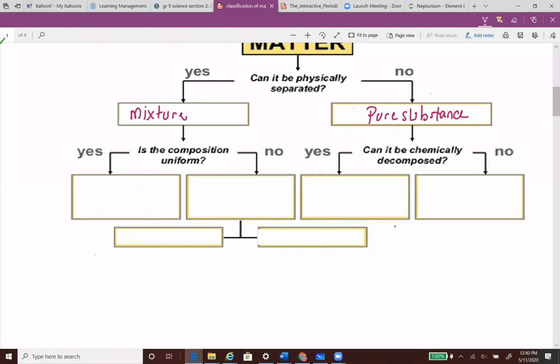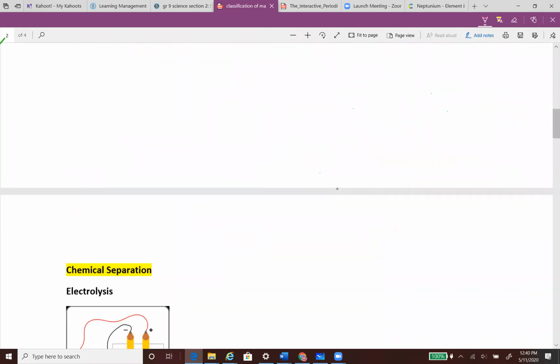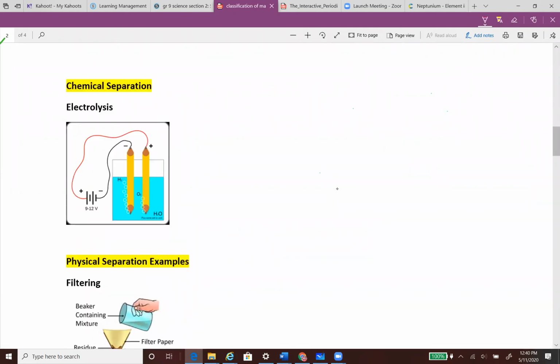So what is meant by, let's go back then. What's meant by physically separating out something? So chemical separation is using some sort of a chemical reaction where what we're doing is we're rearranging the atoms. That's what's known as a chemical separation.